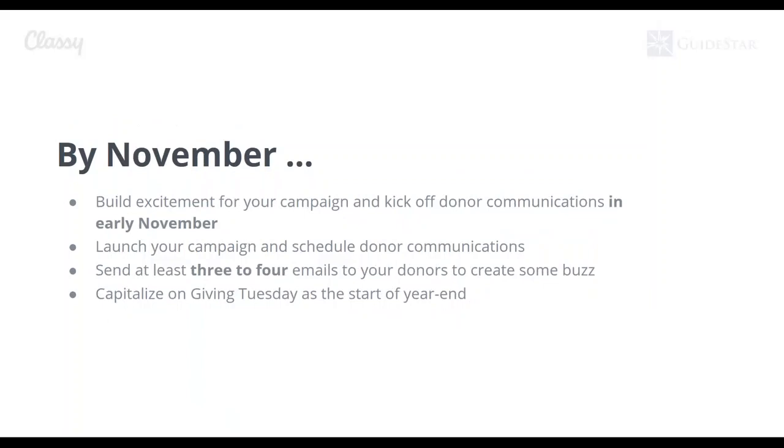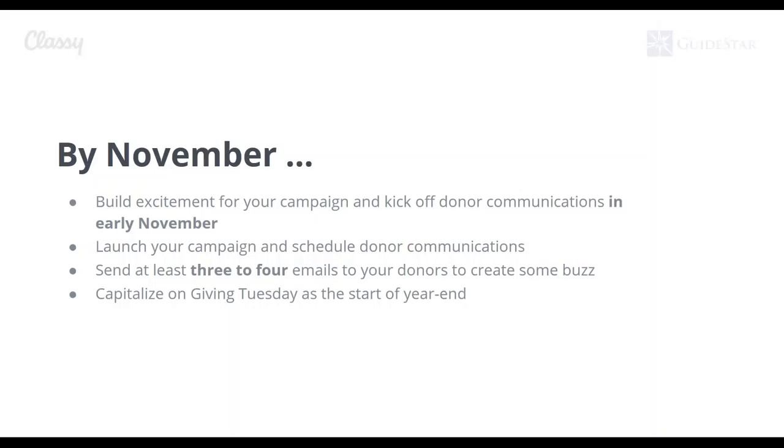Come November, you'll be ready to rock and roll. Build excitement for your campaign and start communicating with your donors early on in the month. You'll want to send more than one email to build anticipation and make sure they know when they'll be called upon to take action. Using Giving Tuesday as a launchpad for your year-end campaign can be really successful because your supporters are out there looking to donate. Capitalize on the excitement of the day and roll it into the rest of your year-end campaign and communications.